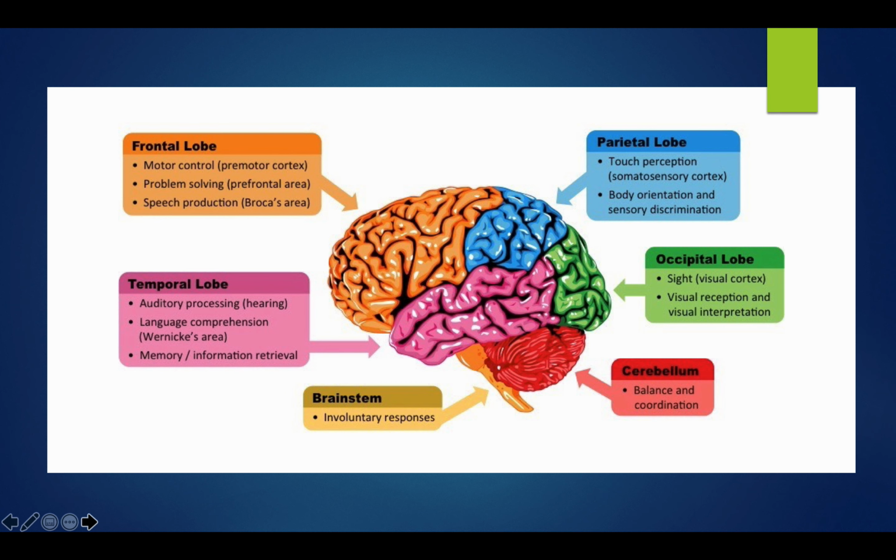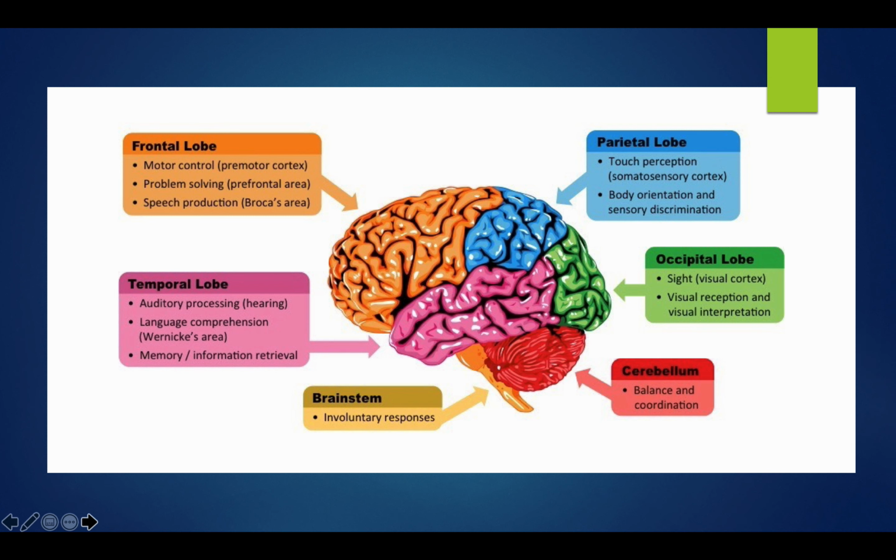Now I want to get into explaining the lobes of the brain, beginning with the frontal lobe, and I'm going to individually explain a little bit more of the symptoms patients can have. The frontal lobe is motor control, which is your premotor cortex, commonly problem solving, the prefrontal area, and speech production, your Broca area, which is your expressive area.